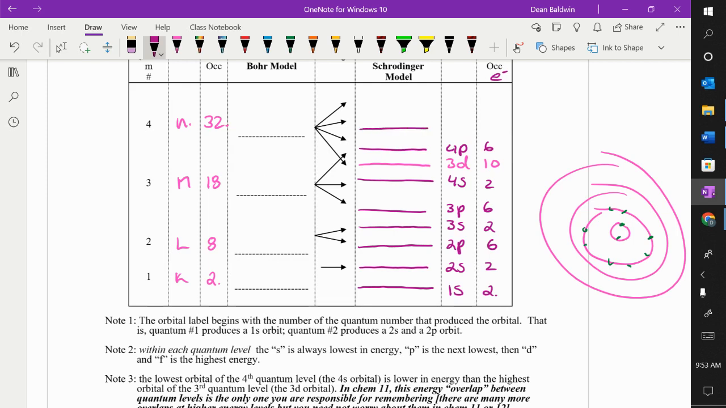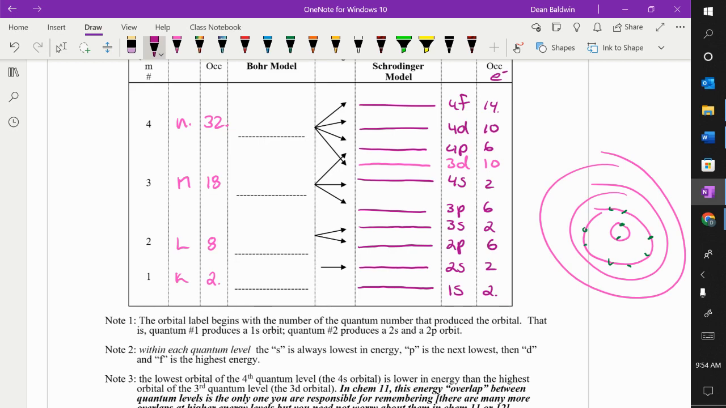Then it's the 4d, which is 10 electrons. And then the 4f is the highest that we're going to worry about, which holds 14 electrons. So you can see when you fill the orbitals, you go from lowest energy to highest energy, so they fill in a specific order. There are exceptions. There's always exceptions. S is always filled first, and then it's P after that until you get to this 3D here.